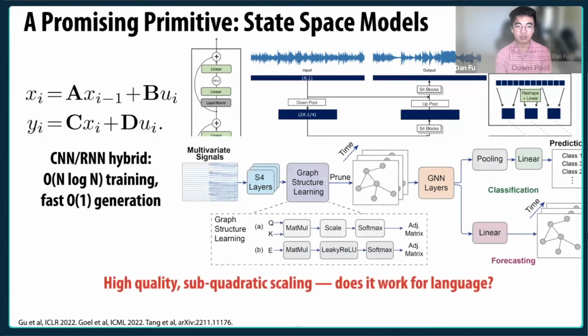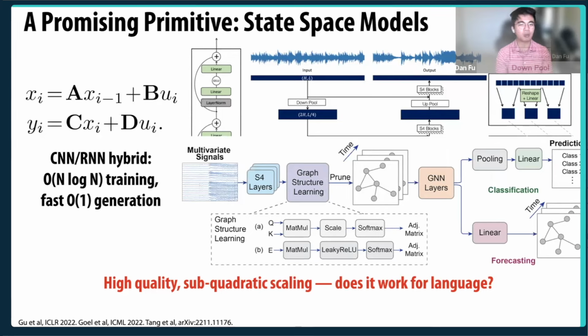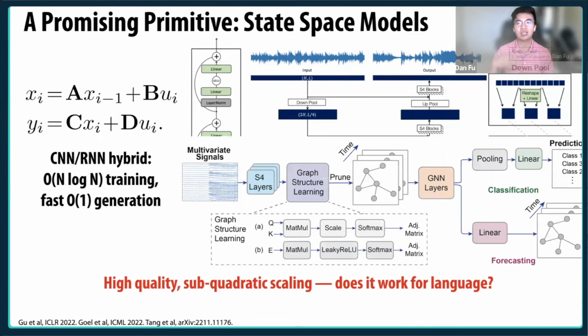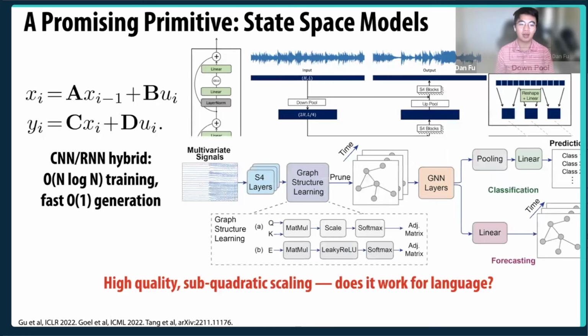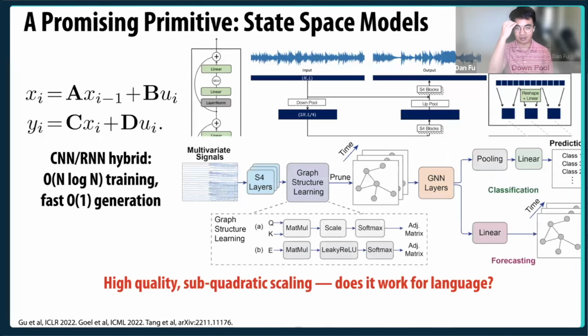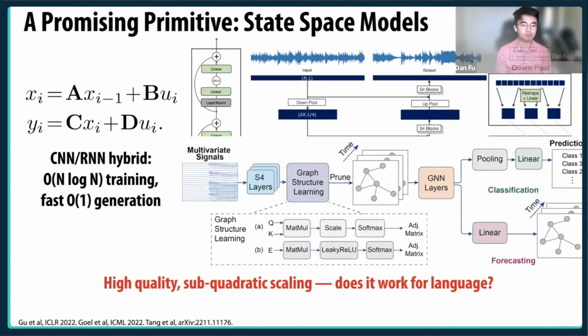And our question was, there's this new primitive, it seems to be high quality, it has this nice subquadratic scaling, does it work for language? I'll also briefly note, it wasn't just state space models at this time. There's linear attention, approximations to attention. People were really trying to get this more efficient replacement and seeing promising results here and there.